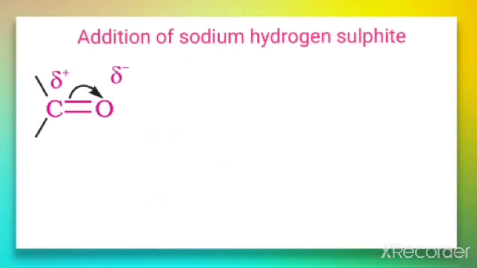Next, that is the addition of sodium hydrogen sulfite with the aldehyde and ketone, that we are generally representing in the carbonyl form. Here we are representing the general form. Now when the reaction of aldehyde and ketone with sodium hydrogen sulfite, formula is NaHSO3, this is sulfite, not sulfate, it is sulfite.